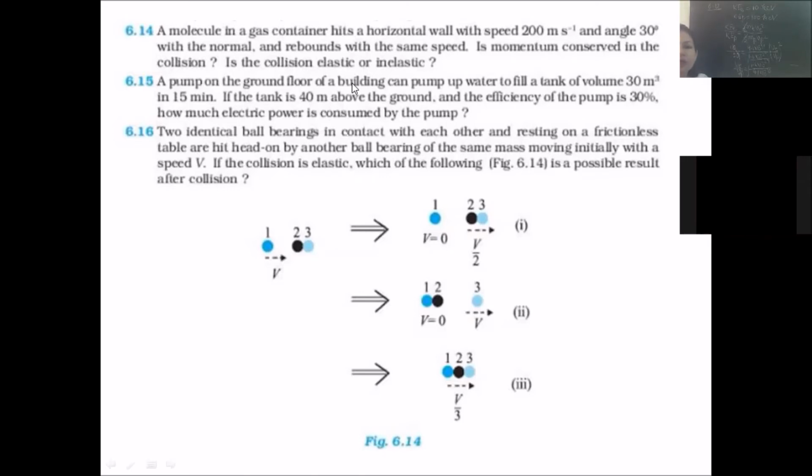Let us come to question number 15. A pump on the ground floor of a building can pump up water to fill a tank of volume 30 meter cube in 15 minutes. If the tank is 40 meter above the ground and the efficiency of the pump is 30%, how much electrical power is consumed by the pump?